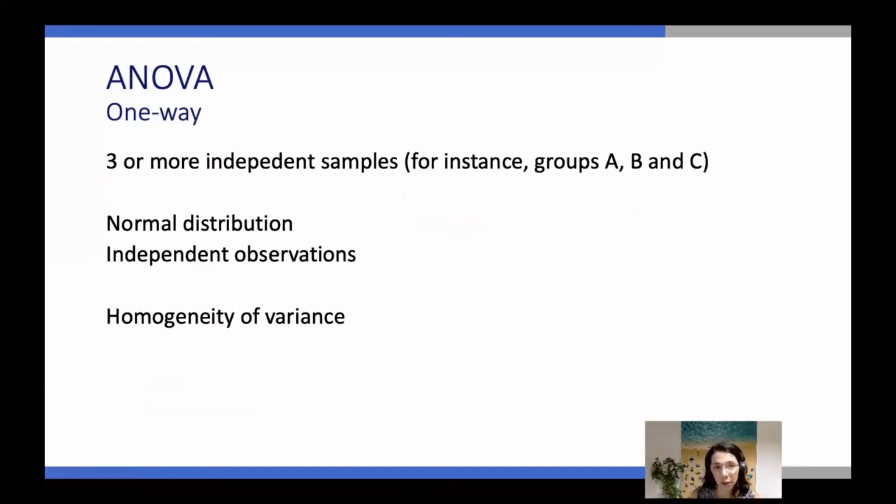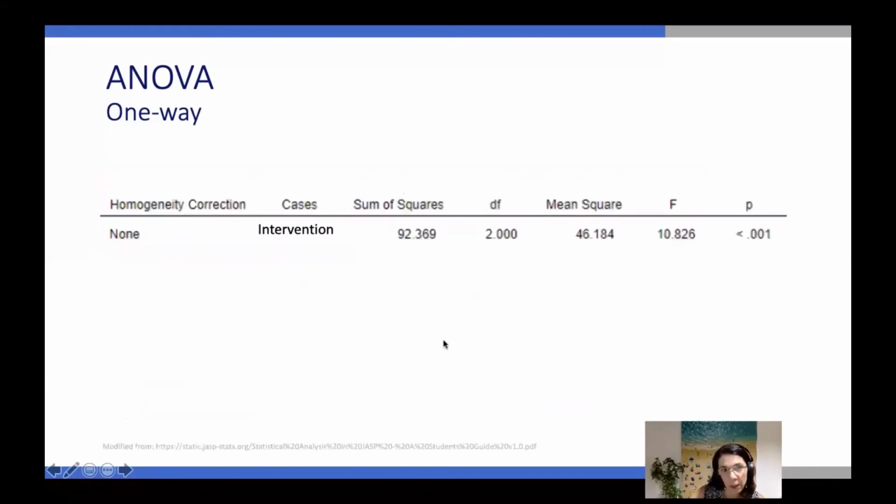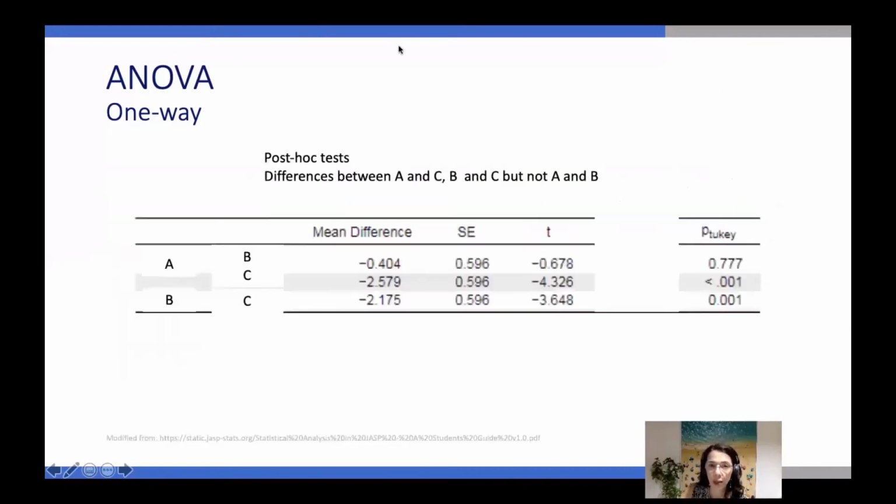So if you have 3 or more independent samples, again, you have to check for the assumptions: normal distribution, independent observations, and whether the variances can be considered homogeneous or not. So, supposing that the variances were considered to be homogeneous, you run first your one-way ANOVA. Here is your F, here is your p. So if your alpha was 0.05, here your p-value is less than 0.05, it's actually less than 0.001, then you go to run your post hoc test.